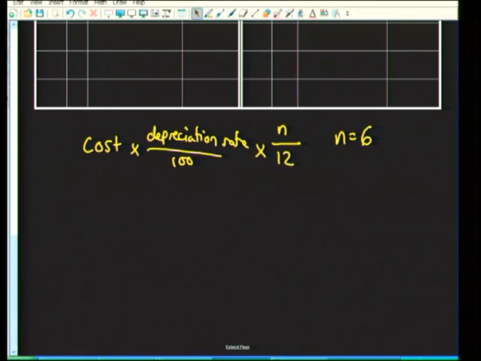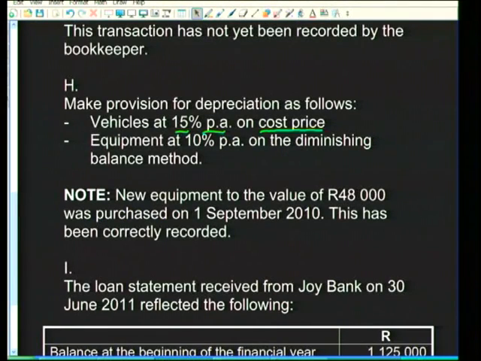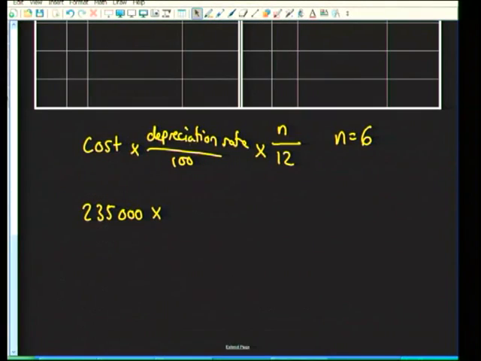So if we want to calculate the depreciation, we will take the 235,000 Rand. Our next step is to include the depreciation rate. If we look back at the information we've been given, we've got the number here already. You see the number that we've circled, 15% per annum. So the depreciation rate is simply going to be 15 over 100. The final step is to multiply this by the number of months over 12. The number of months we've already counted is equal to 6, so we will multiply it by 6 over 12.